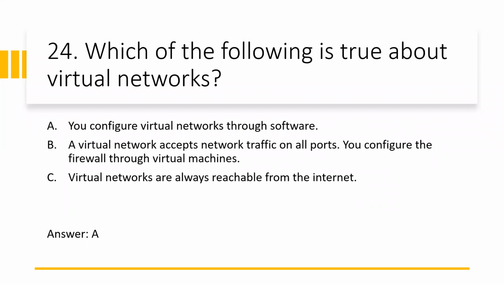Question 24. Which of the following is true about virtual networks? Option A, you configure virtual networks through software. Option B, a virtual network accepts network traffic on all ports. You can configure the firewall through virtual machines. Option C, virtual networks are always reachable from the internet. So here, which of the following is true about virtual networks? Option A is right. You can configure virtual networks through software.